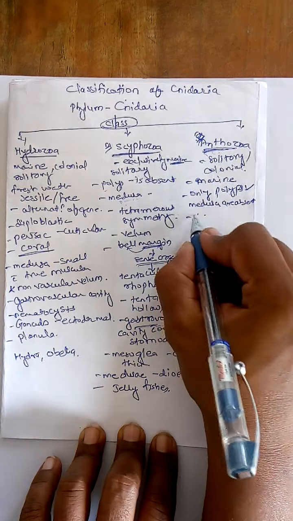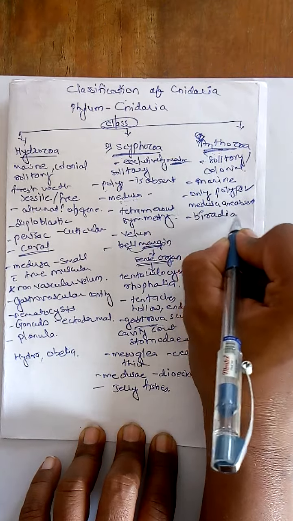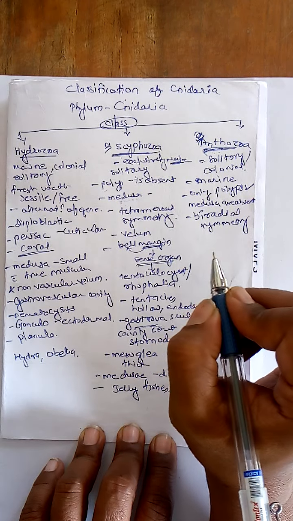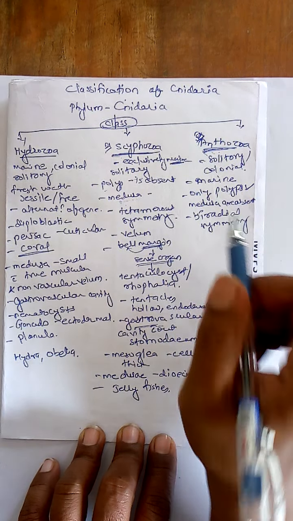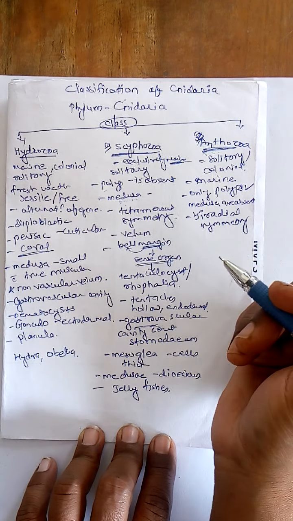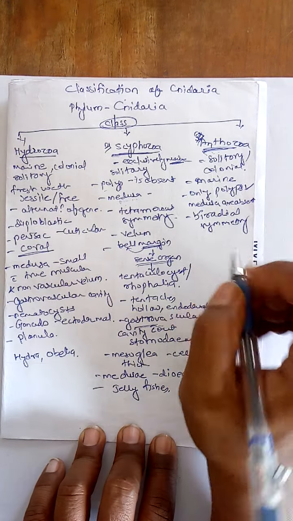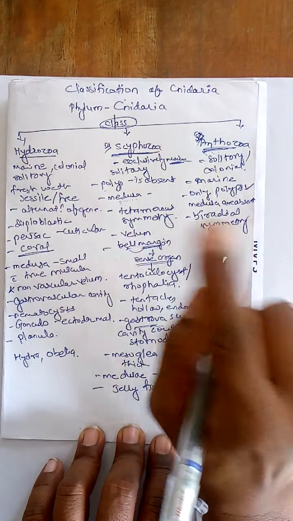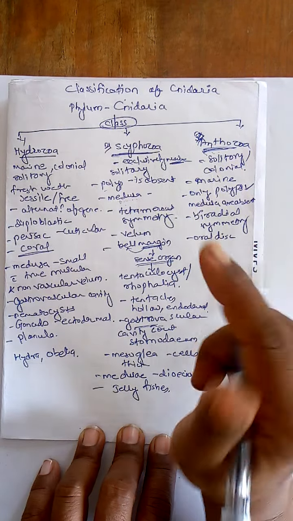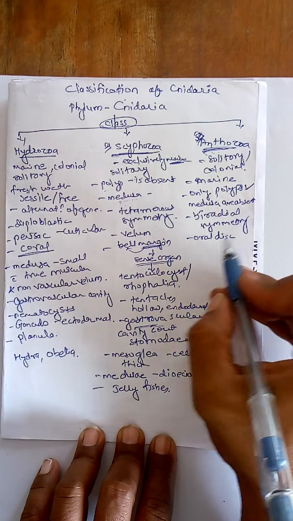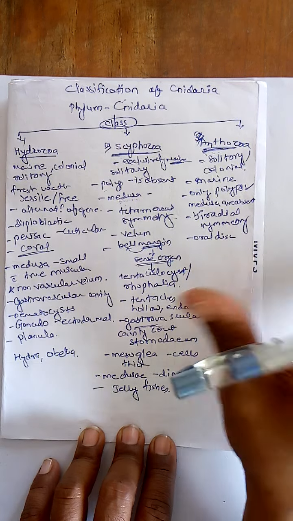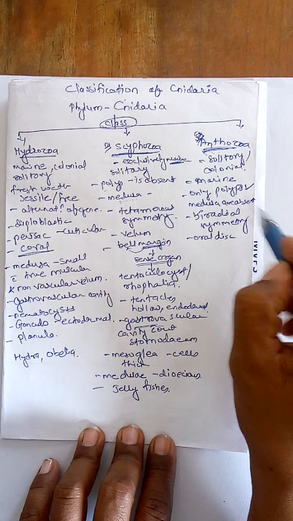Then the symmetry is biradial symmetry, with a hexamerous, octamerous or polymerous arrangement of body parts. Then the oral end shows the oral disc. The oral disc is present towards the oral end, and it has 6 to several hundred hollow tentacles present around it.